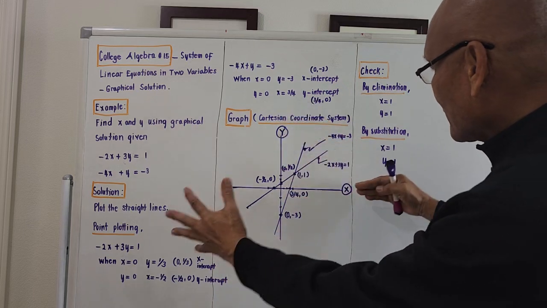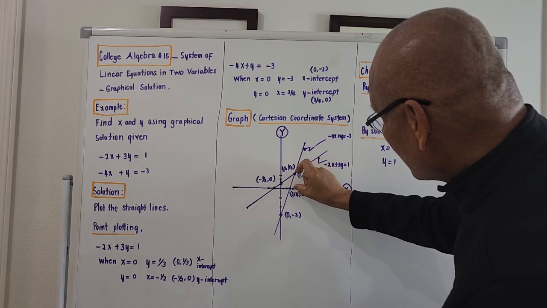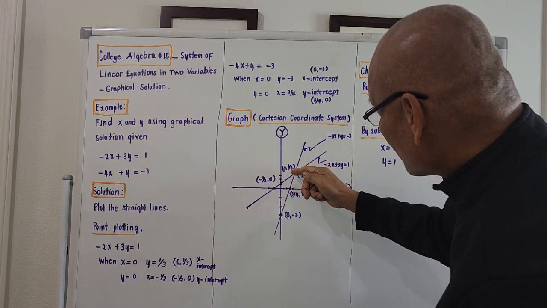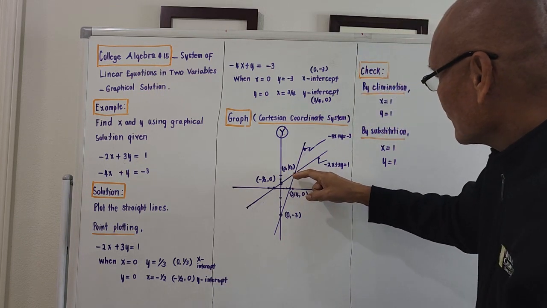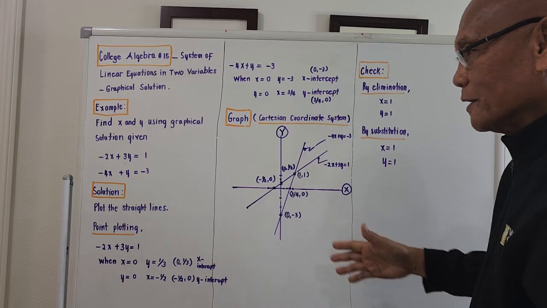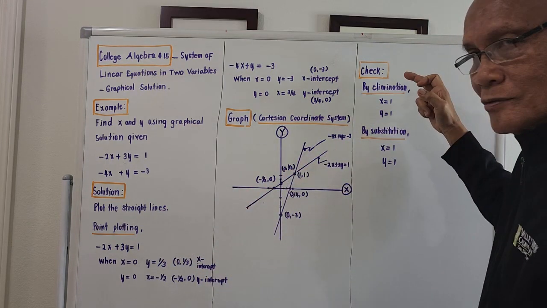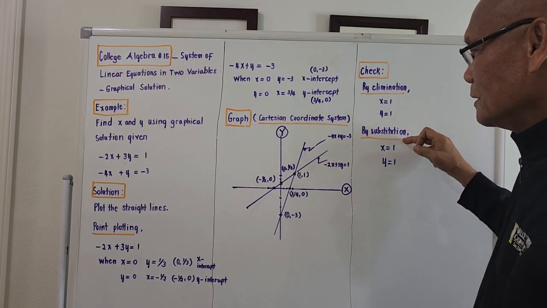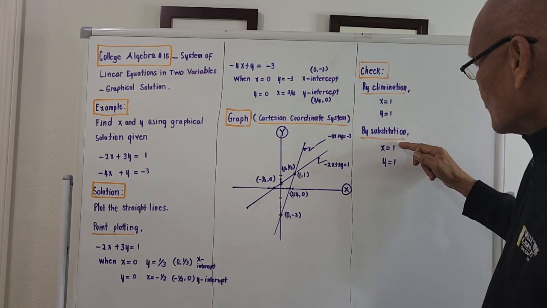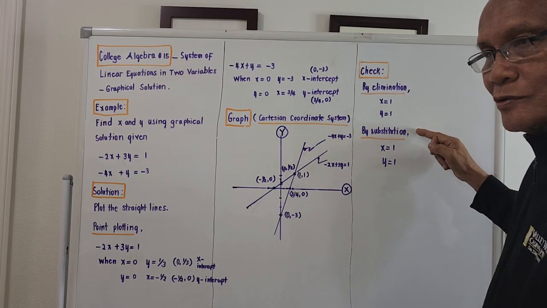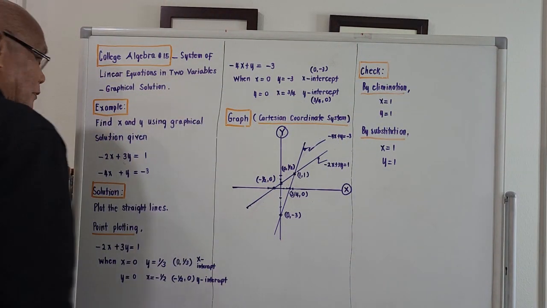If we visualize the Cartesian coordinate system, this point here is at abscissa 1 and ordinate 1. So the point of intersection is at (1, 1). Later on, if we solve this by elimination and substitution, what will come out is x equal to 1, y equal to 1, and also x equal to 1, y equal to 1 by substitution. Okay, let's proceed with the graphical solution.